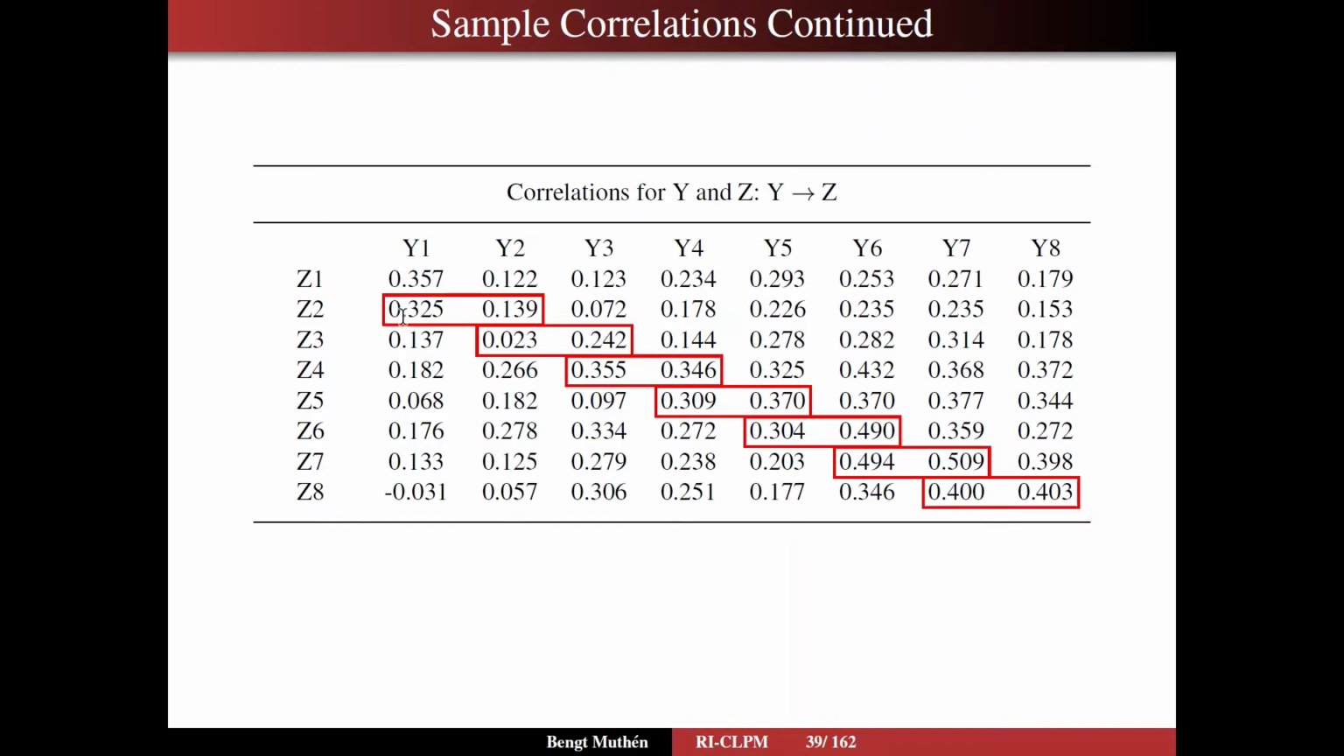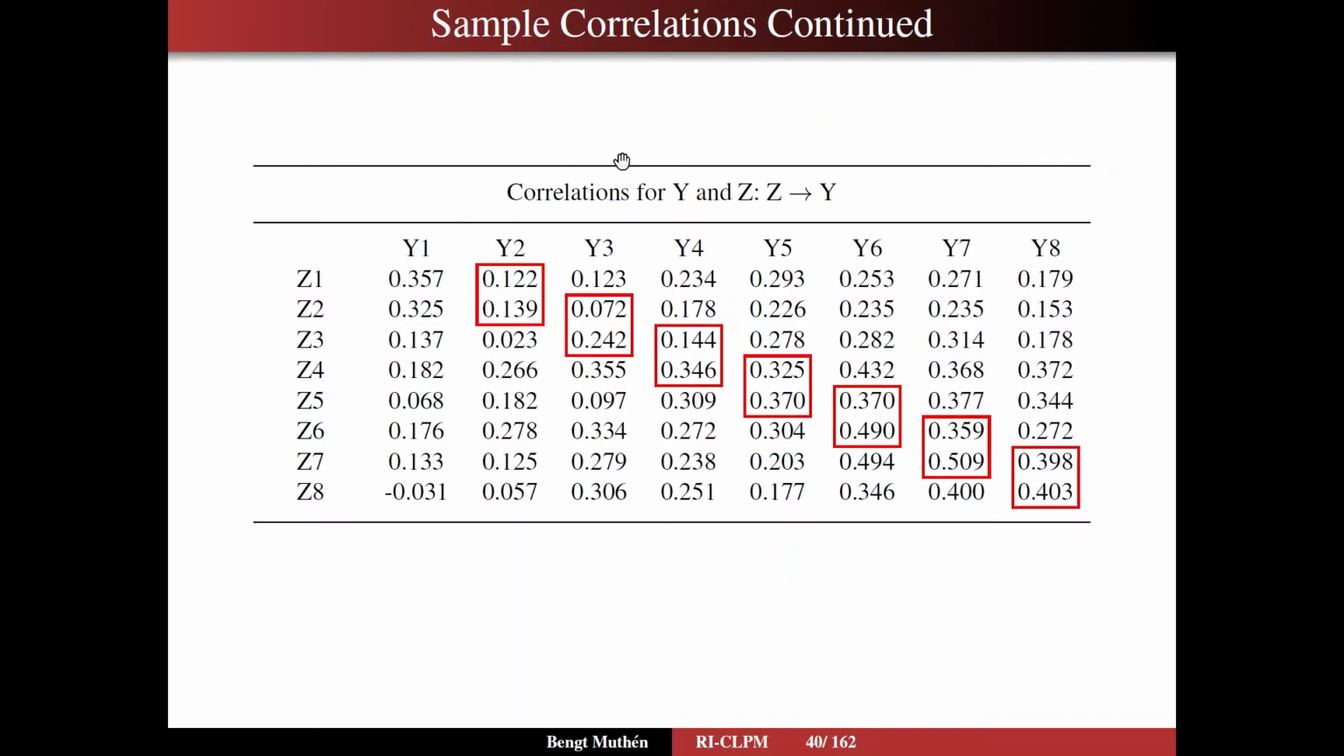So 0.3 here, very low, for the relationship between Z3 and Y2. But then it goes up to 0.3, 0.5, almost 0.4 across time. It's a fairly healthy correlation across time between those two variables.